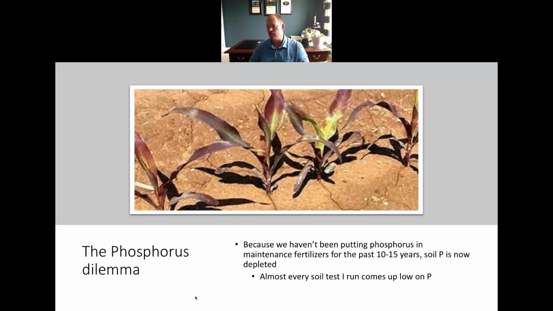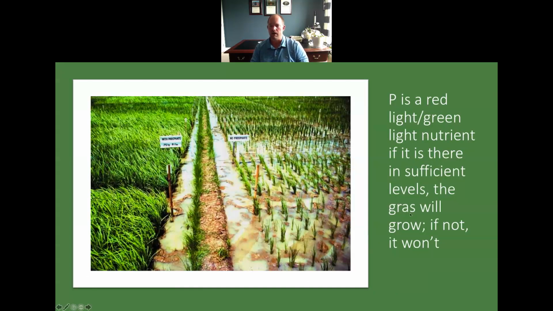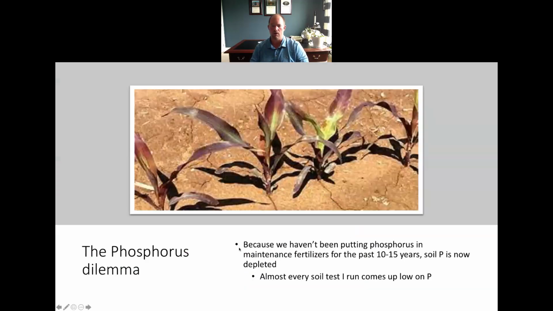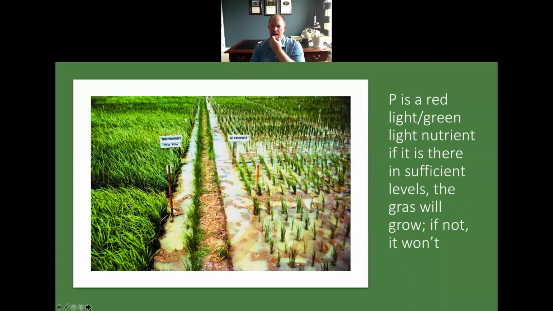So, as you can imagine, if you stop putting something in, and again, this is a macronutrient, something that's present in the plant in numbers greater than 1,000 parts per million, over time the soil is now becoming depleted of phosphorus. Almost every soil test I run across now comes up low in phosphorus. Phosphorus really, at the end of the day, is a red light, green light nutrient. If it's not there in sufficient levels, the grass will not grow.